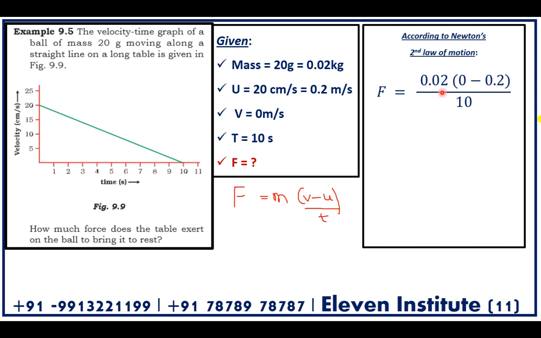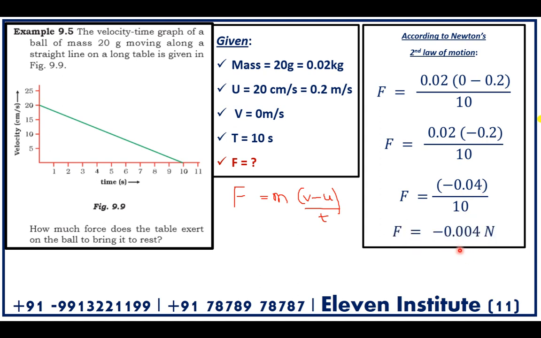Right? See, we have applied the values. M is 0.02. Final velocity is 0. Initial velocity is 0.2 and time taken is 10 seconds. 0 minus 0.2, we get minus 0.2. When I multiply them, I get minus 0.04. Right? And when minus 0.04 gets divided by 10, we get minus 0.004 newtons.